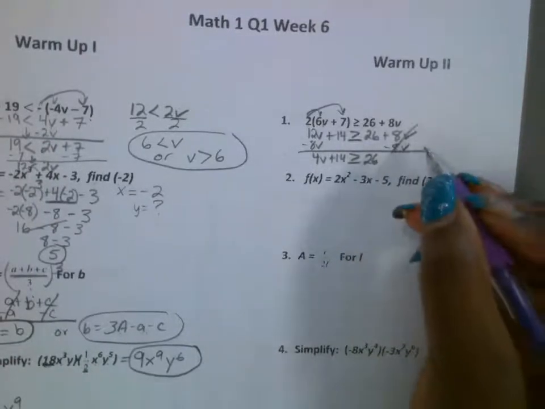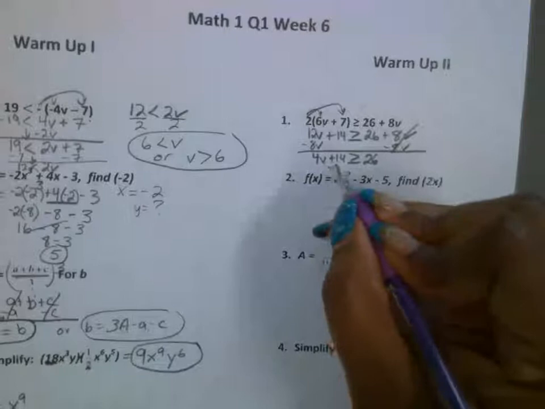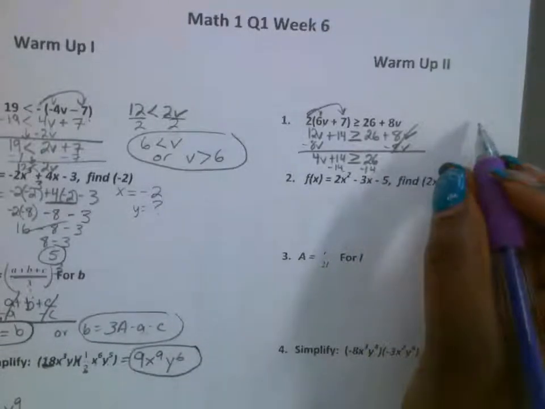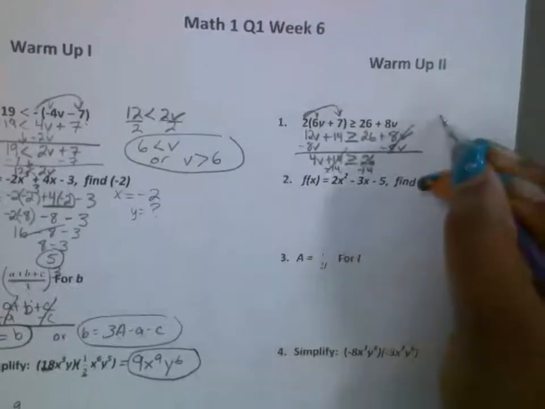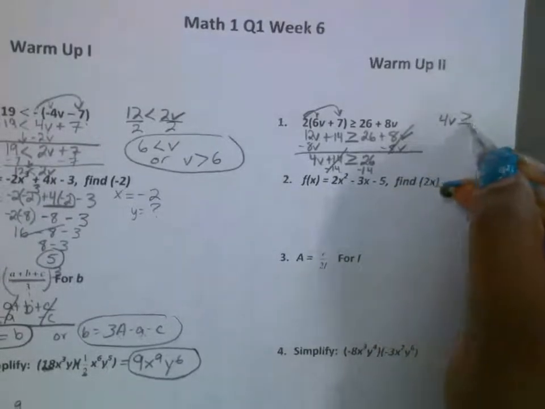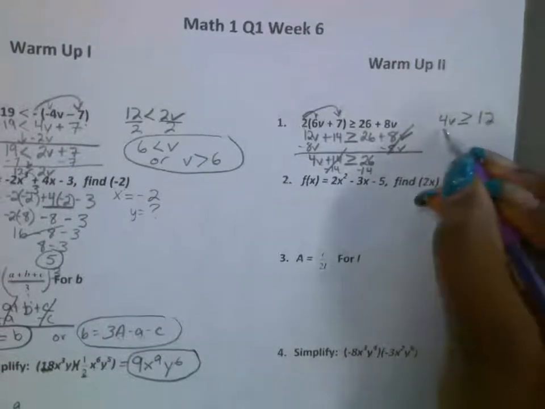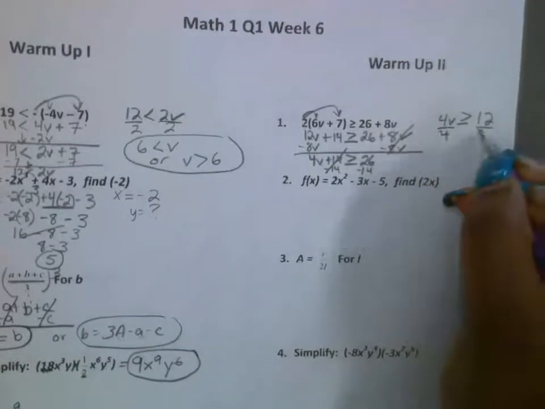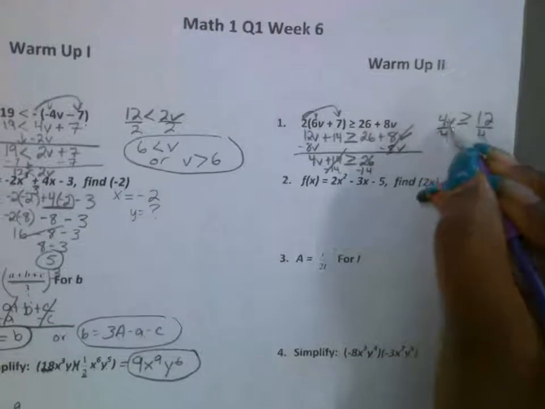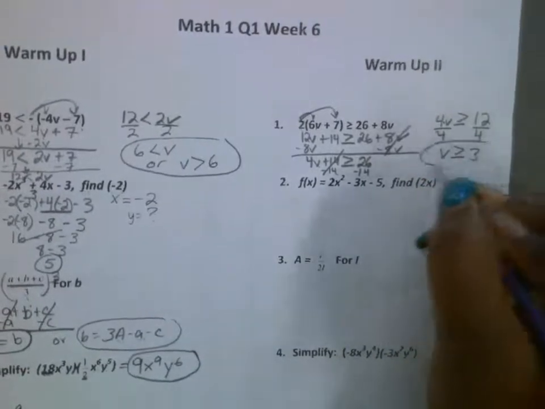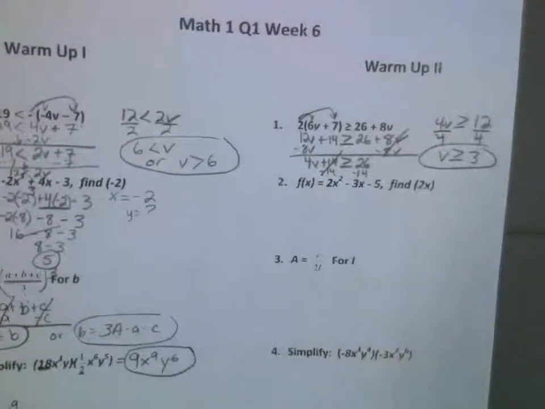Okay? Now to get V by itself, move the 14. So when you subtract 14, this is going to give you 4V greater than or equal to, and on this side, this is going to give us 12. We're going to divide both sides by 4 because this is multiplication here. Opposite of multiplication is division. And this gives us V is greater than or equal to 3. Okay? Pause if you need to.